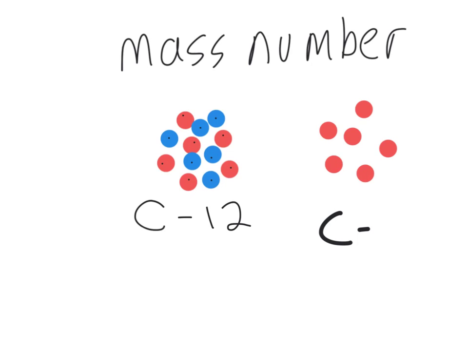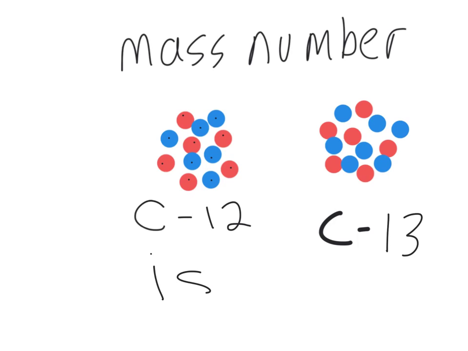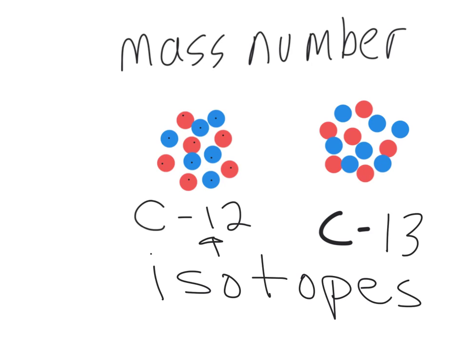So this time I'm going to put in neutrons. 1, 2, 3, 4, 5, 6, 7. That means that since I have 6 protons and 7 neutrons, this mass number is 13. So these are both carbons, but they have different mass numbers because they have different numbers of neutrons. When we have this situation where we have the same number of protons but a different number of neutrons, we call these two atoms isotopes. They are isotopes of each other.